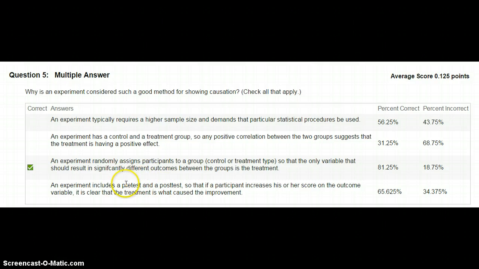The point here is your groups could be different on different variables, so this random assignment is really the key thing here. Higher sample size: you can have a huge sample size and still have very poor statistical results. There have been studies with over 1 million people who had very poor results because they weren't done well. And I think we're out of time there.